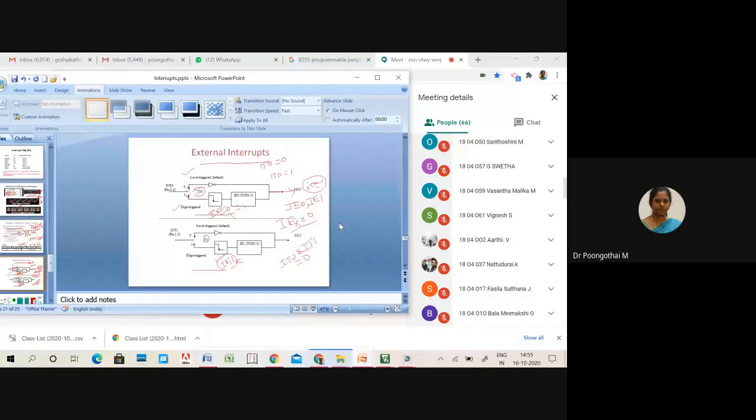So level triggering and edge triggering will be decided by IT0 and IT1. If IT0 and IT1 are equal to 0, your 8051 will accept only level triggered signals. Suppose these two bits are 1, your 8051 will accept edge triggered signals.